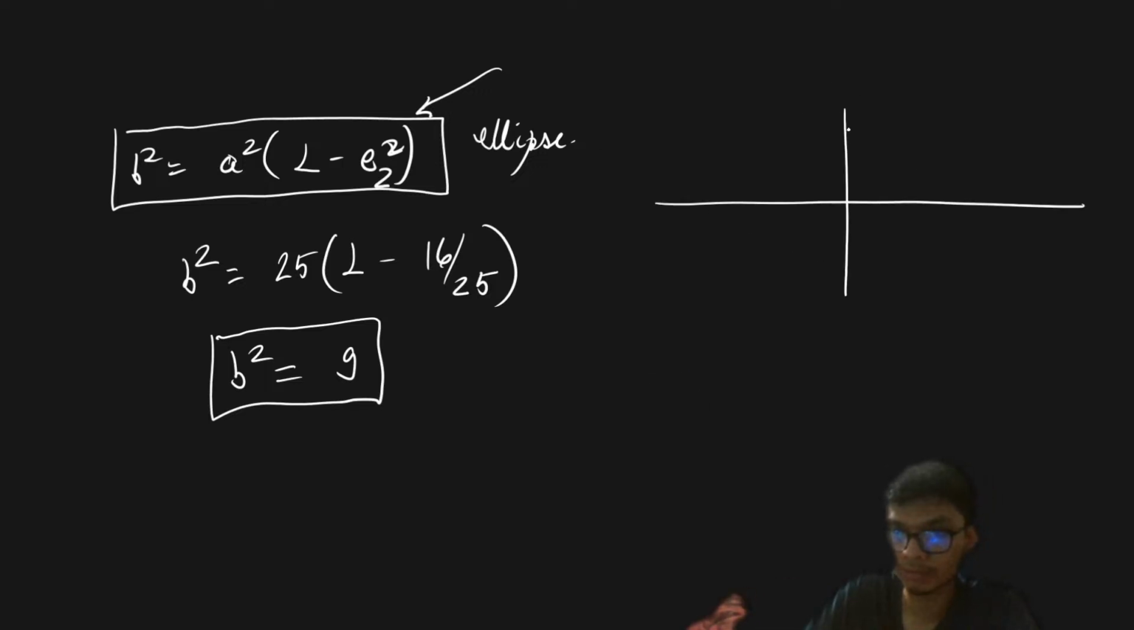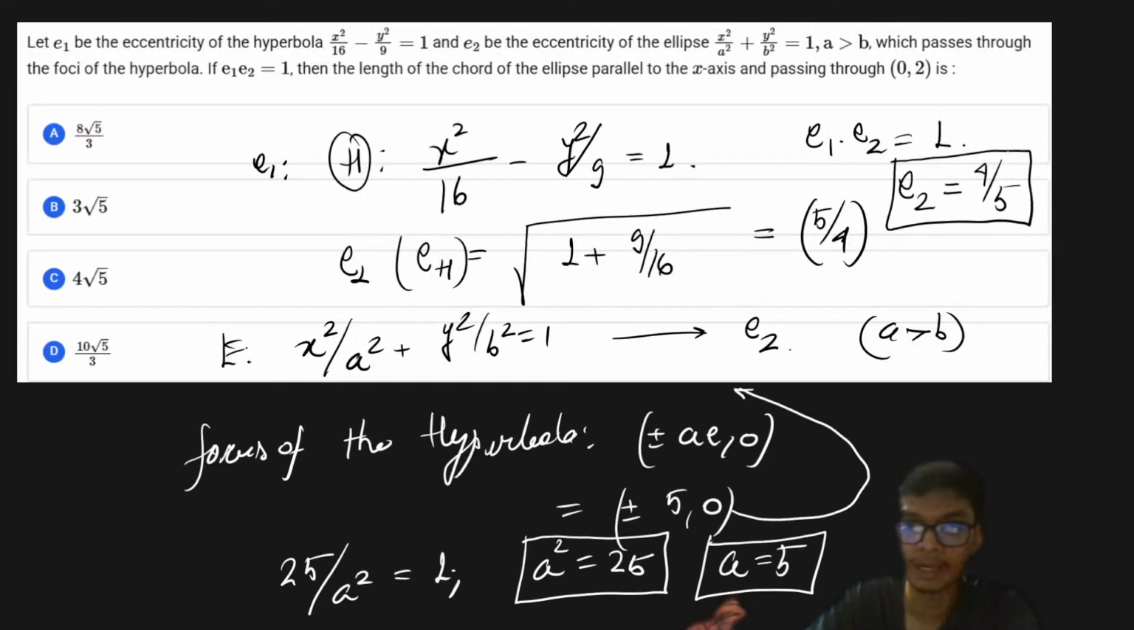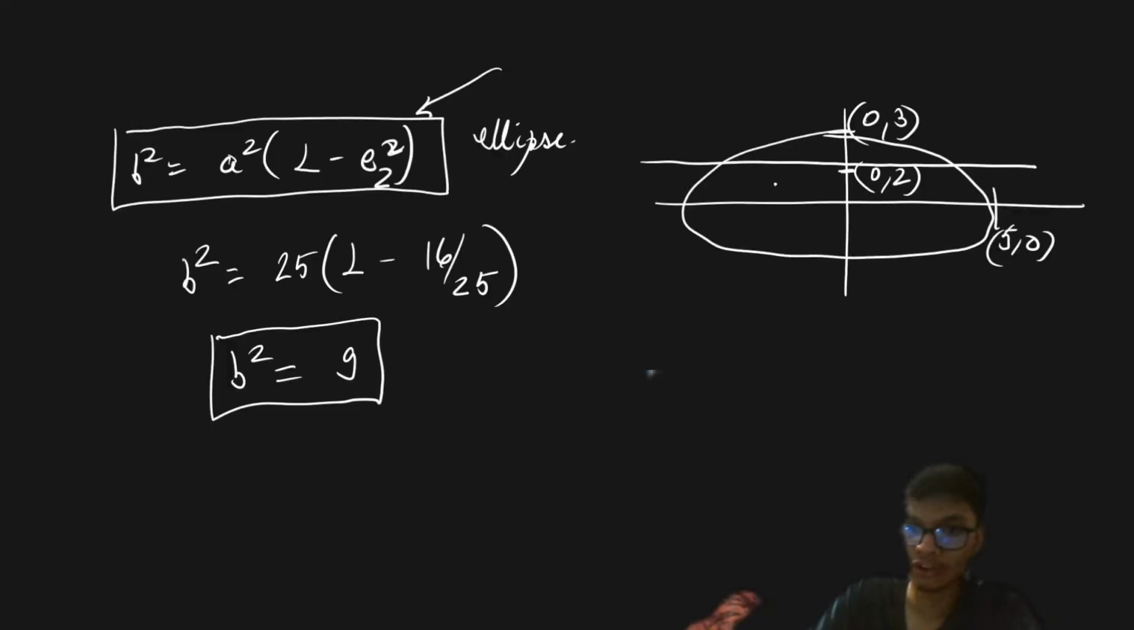So if this is the ellipse over here, this particular point is our 5 comma 0, and this particular point is 0 comma 3. I have to find a chord passing through 0 comma 2 and parallel to the x-axis, right? So I have to find out this particular length AB. So let us say this is the length. It is very simple. This particular line has equation y is equal to 2.